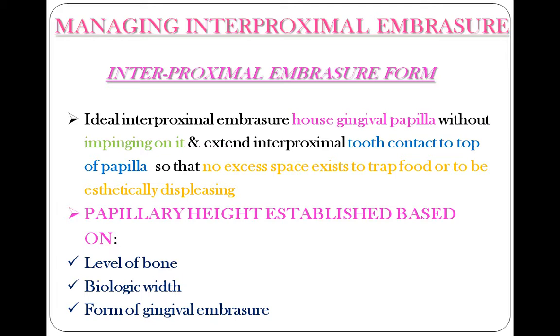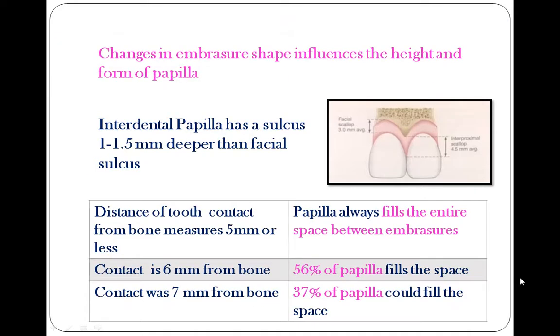An ideal interproximal embrasure houses the gingival papilla without impinging on it and extends interproximally from the tooth contact to the top of the papilla so that no excess space exists to trap the food or to be aesthetically displeasing. Now the height of the papilla is determined by the level of the bone, biological width and form of the gingival embrasure. Changes in the shape of the embrasure influence the height and form of the papilla.